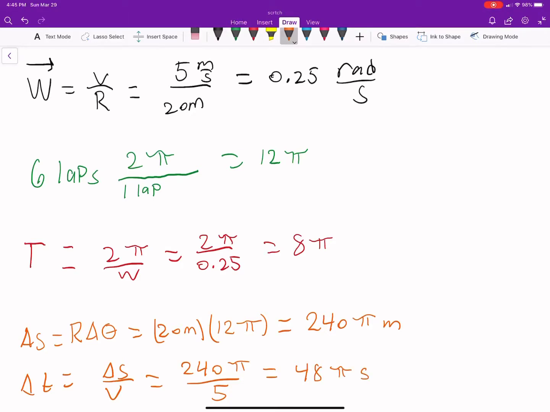Okay? Distance is rate times time. Just divide that over. That's all we did. So now that we did that, let's consider a few more things.